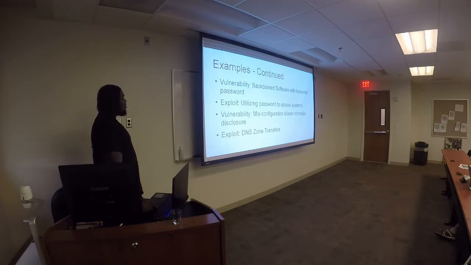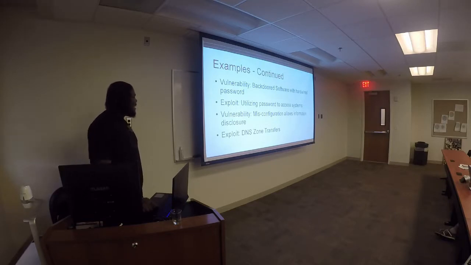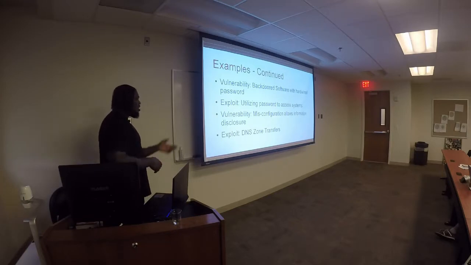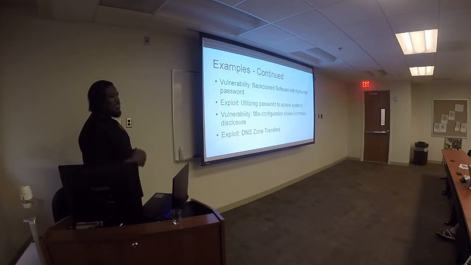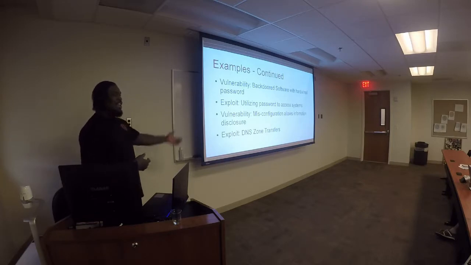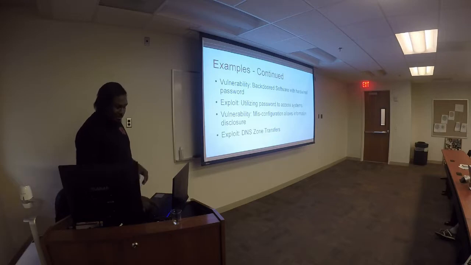Some more examples. Backdoored software with hardwired passwords. We've seen numerous examples of this. I believe Cisco has had some issues with this, if I'm not mistaken. The exploit is simple: using the password to access the systems, because oftentimes those things aren't disclosed for years until some researcher finds out about it. Then we can go in there and use those passwords to access the systems. Misconfigurations allowing information disclosure. An example of that would be a DNS zone transfer. When DNS was designed, nobody thought that users would be pretending to be DNS servers and requesting information that they weren't supposed to be able to get.